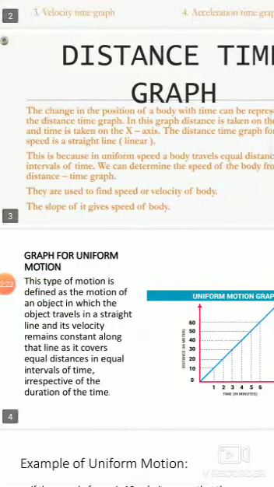This type of motion is defined as the motion of an object in which the object travels in a straight line and its velocity remains constant along that line, as it covers equal distance in equal intervals of time, irrespective of the duration of time. Here you are seeing the time and distance graph. In 1 second, 10 meters; in 2 seconds, 20 meters; in 3 seconds, 30 meters; in 4 seconds, 40 meters. So the vehicle is moving at a uniform speed.